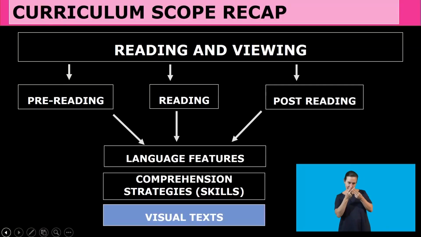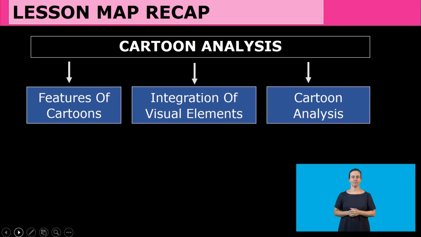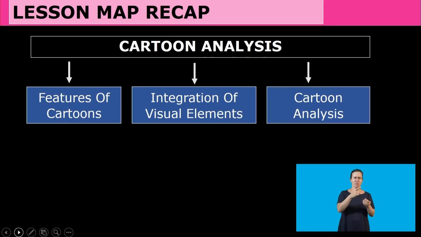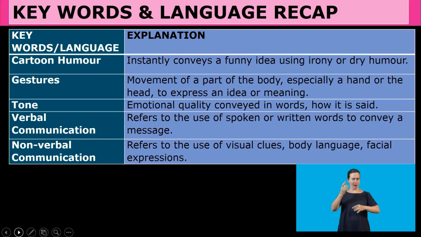We will now review what we've covered in the lesson for cartoon analysis. Remember, we focused on reading and viewing, and in this instance, we specifically looked at visual text. All right? Remember, in our cartoon analysis, we focused on the features of the cartoon, the integration of visual elements, as well as cartoon analysis. And remember how we went through the different stages. When we looked at our keywords, all right, we specifically identified cartoon humor as well as gestures and tone.